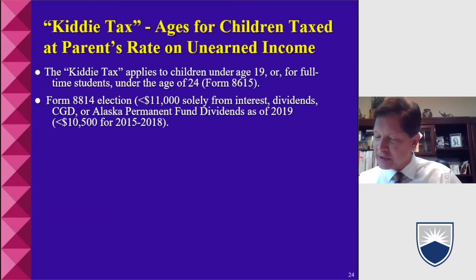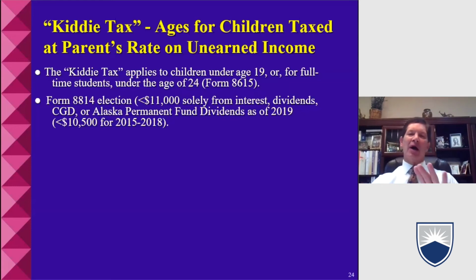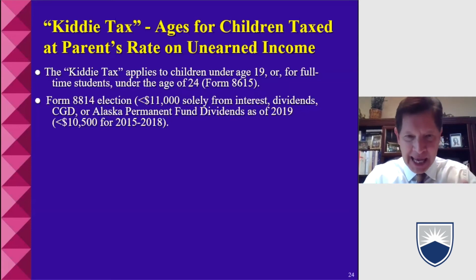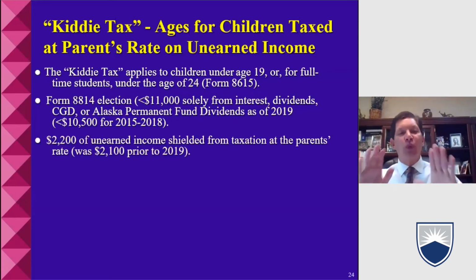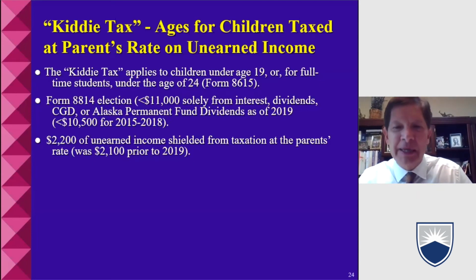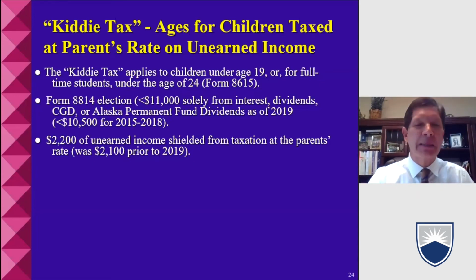So it's 11,000 minus 2,200. $8,800 will be taxed at the parental tax rate. $2,200 of unearned income is shielded from taxation at the parent's rate.